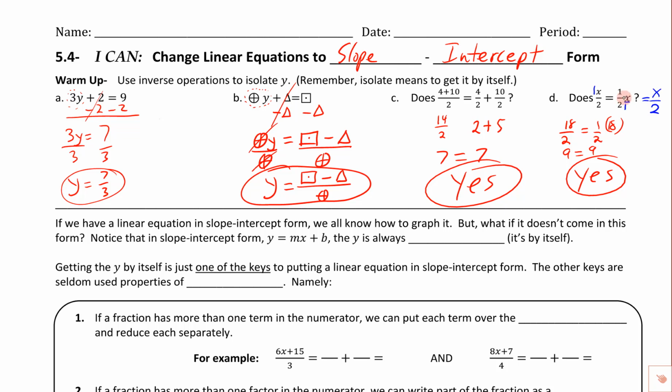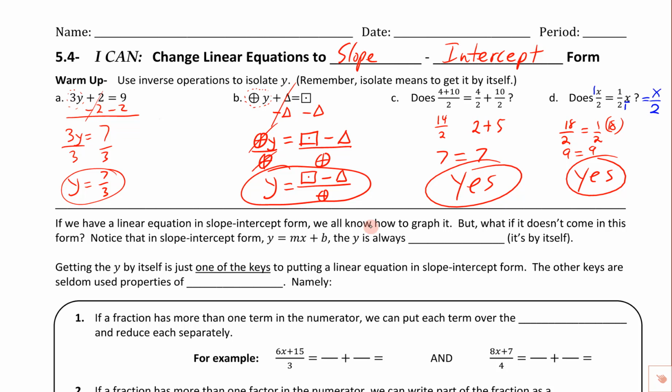So instead of having a multiplication problem, I've just got this x divided by 2. Okay, so keep those in mind. We're going to use those again in just a minute. Now, if we've got a linear equation in slope-intercept form, everybody knows how to graph that. y = mx + b. We're very familiar with that by now.